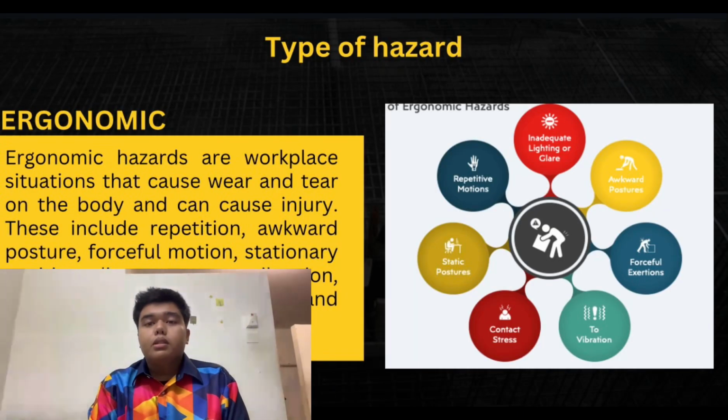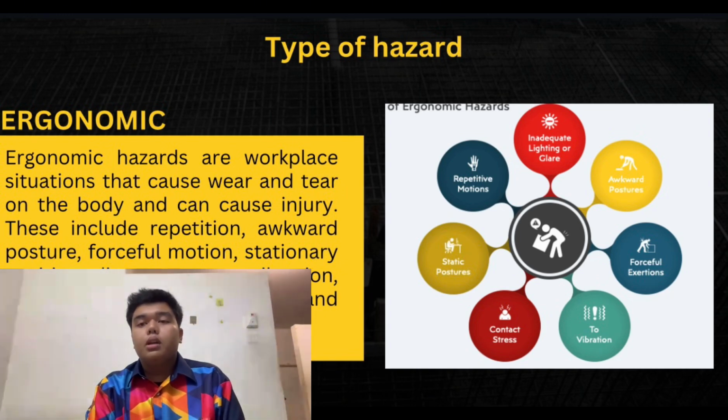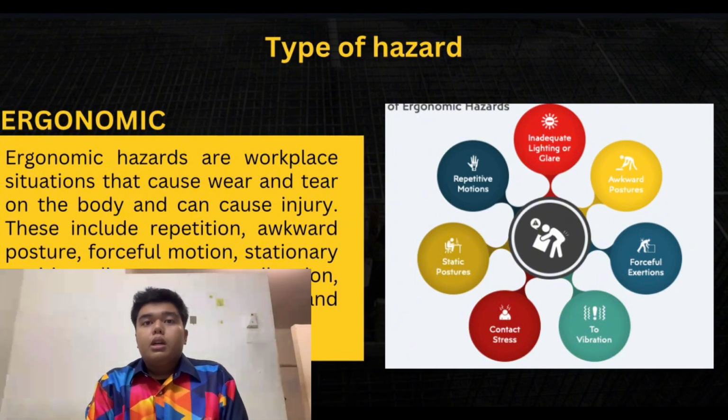I want to talk about ergonomic hazards. Ergonomic hazards are workplace situations that cause wear and tear on the body and can cause injury. These include repetition, awkward posture, forceful motion, stationary position, direct pressure, vibration, extreme temperature, noise and work stress.